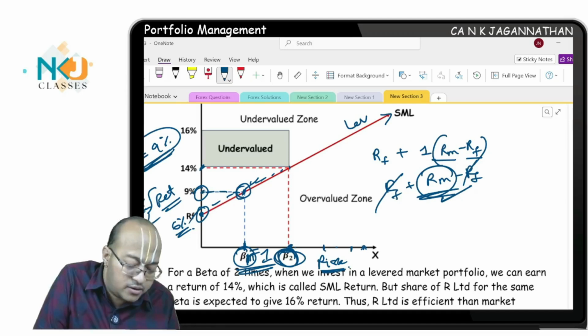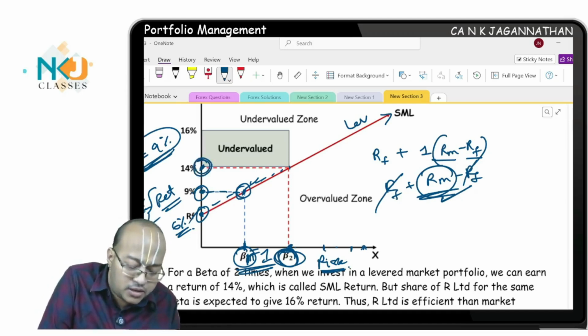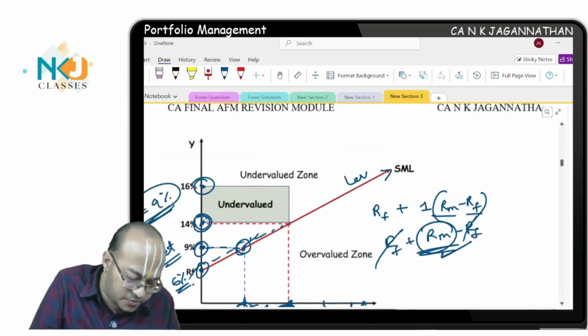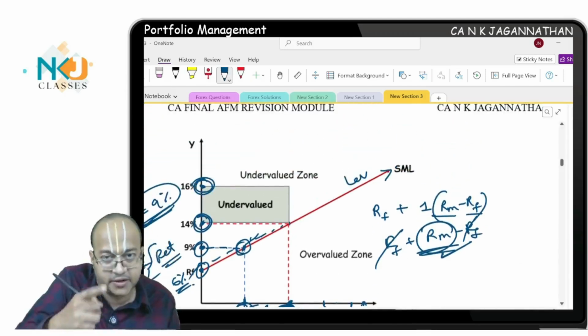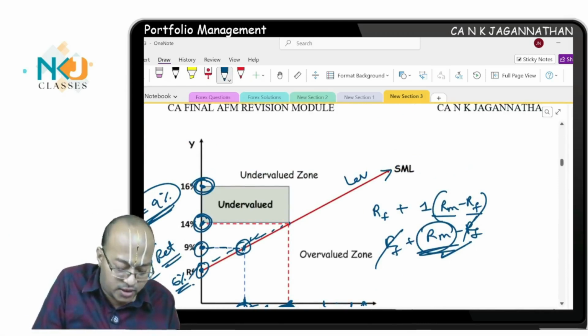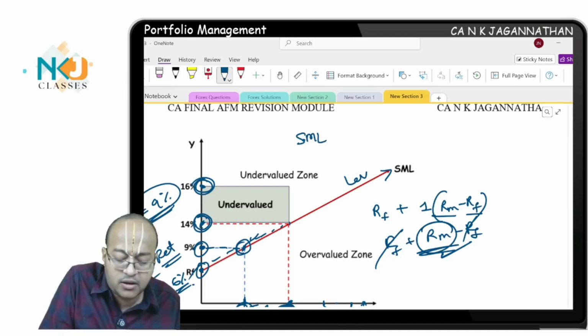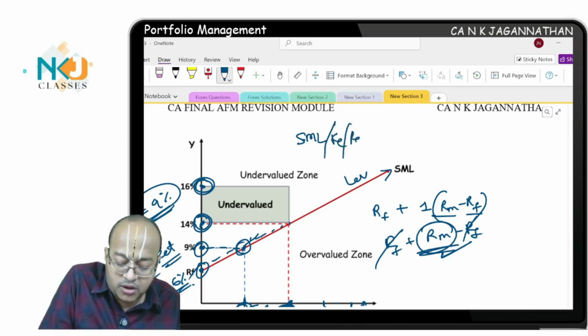Now the market return is 9%. This security is giving me 14%. Are you listening to what I am trying to say? Expected return is 14%. Required rate of return is 16%. Sorry, assume expected return is 16% from the security. The required rate of return, the SML return, or KE, all these are one and the same.